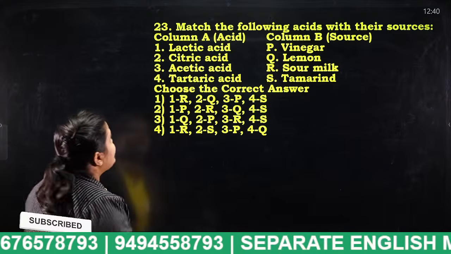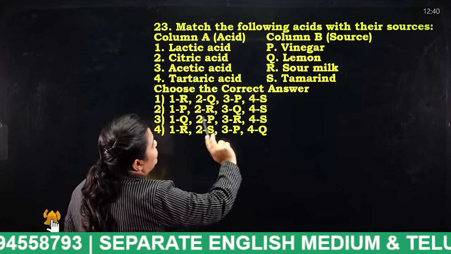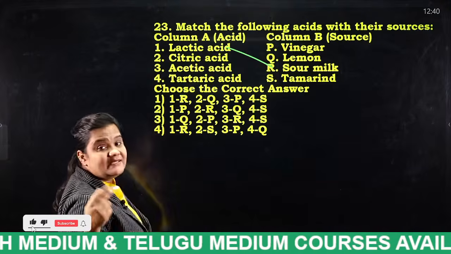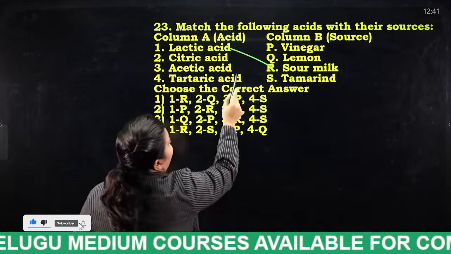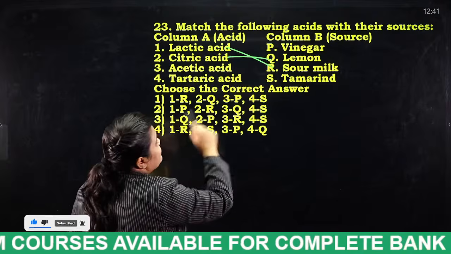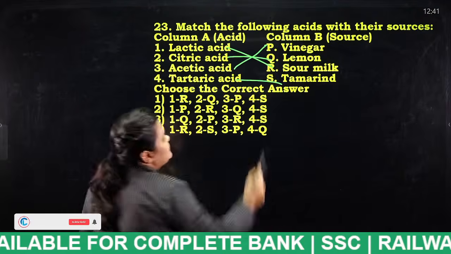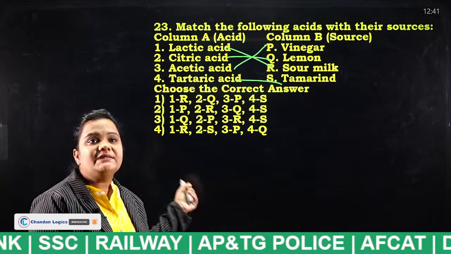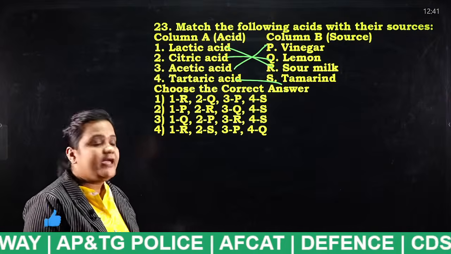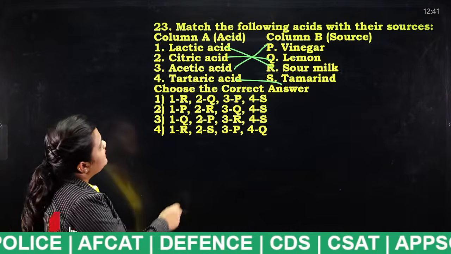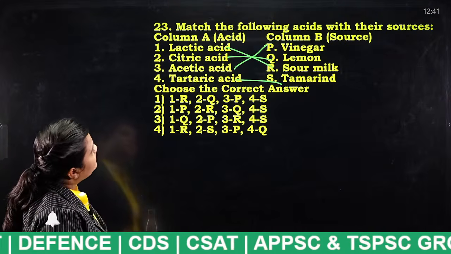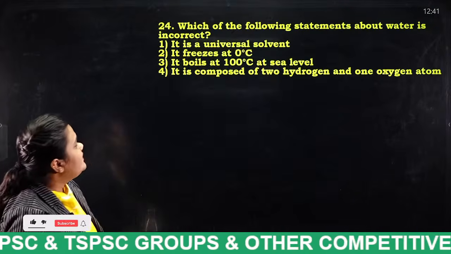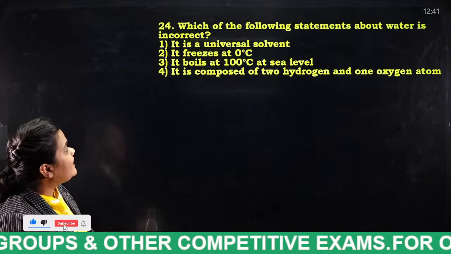Very good. Okay. So lactic acid is present in sour milk, and citric acid is present in citrus fruits like lemon. Acetic acid is present in vinegar, and tartaric acid is present in tamarind. These are very basic questions, but you have to learn these types of match the following questions. So what is the answer, students? R, Q, P, S.